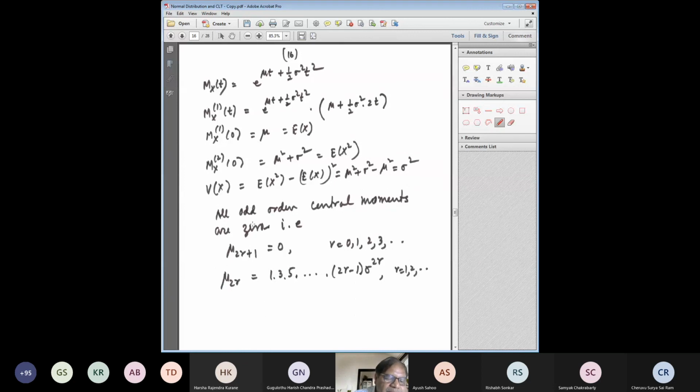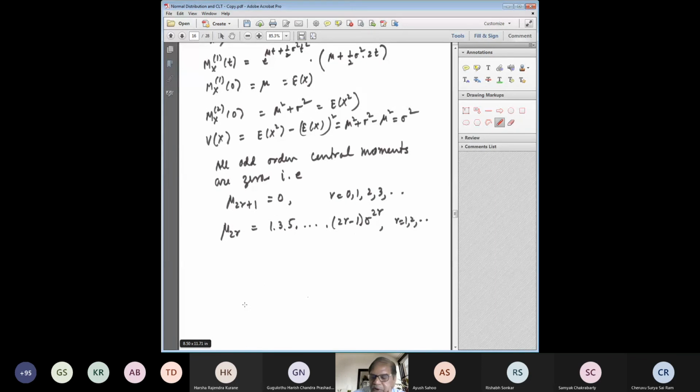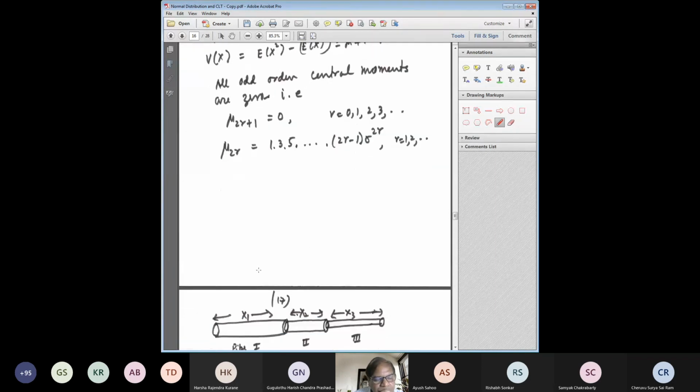In general, this is also one of the properties of the normal distribution, that all odd order central moments are 0. So mu 2r plus 1 is 0, and mu 2r will be 1, 3, 5, up to 2r minus 1, times sigma to the power 2r. Put different values of r, and you can get mu 4, mu 6, mu 8, and mu 1, mu 3, mu 5 will all be 0. So this is a very important property.